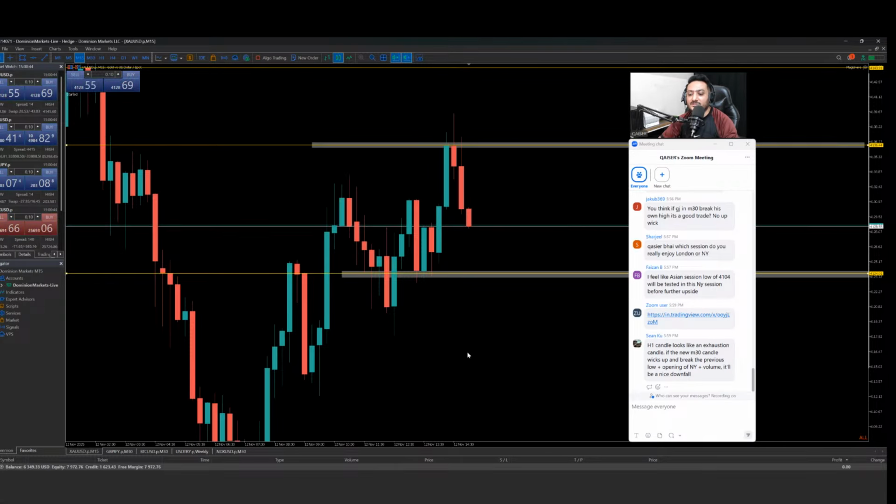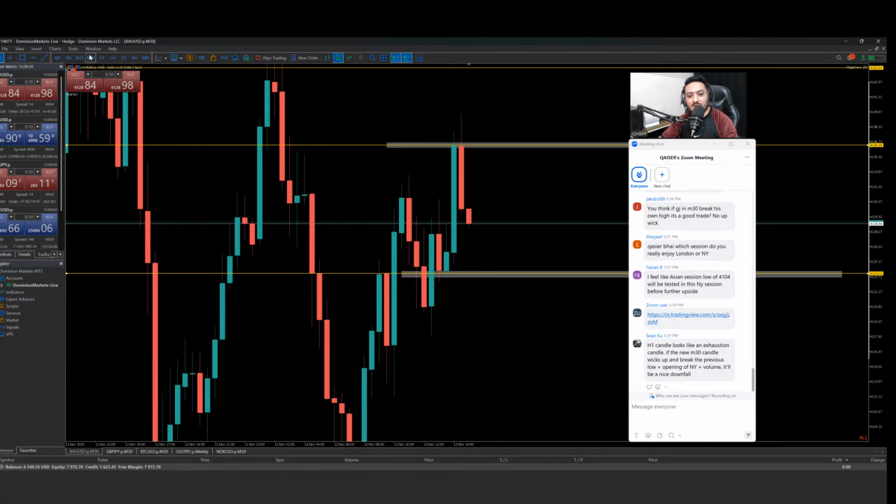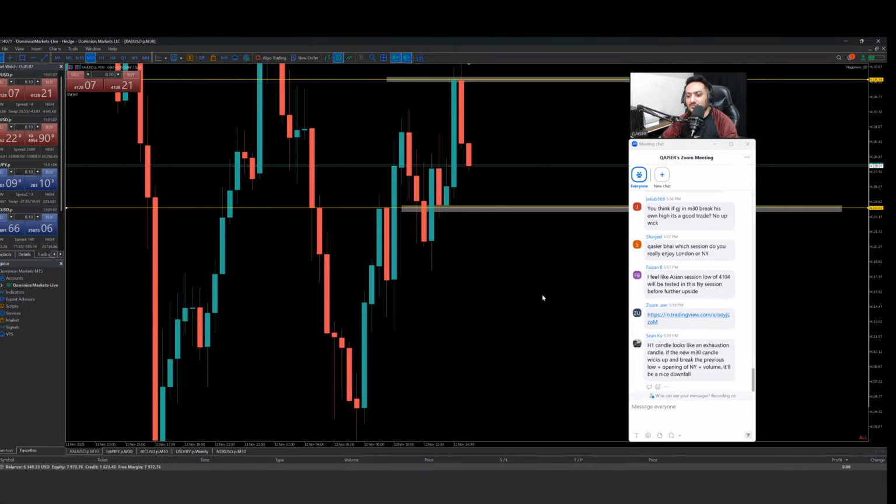So we just entered the opening of NY now, and there's nothing for me yet on the chart. I need to wait for some structure to form so I can give my trade a chance. That will make sense. I feel like the Asian session low of 4104 will be tested in this NY session before further upside. Yeah, that makes sense. Could happen, but we need some kind of confirmation.